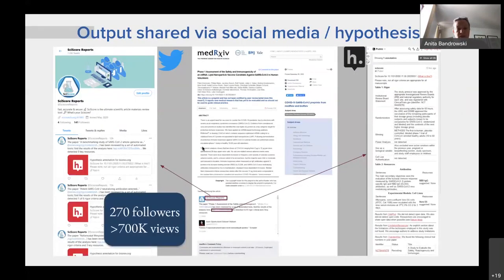This is what one of these things looks like. So here's a COVID preprint on medRxiv. At the bottom of it, there's a tweet that says, hey, there's a SciScore report on this, and here is a link to the report.